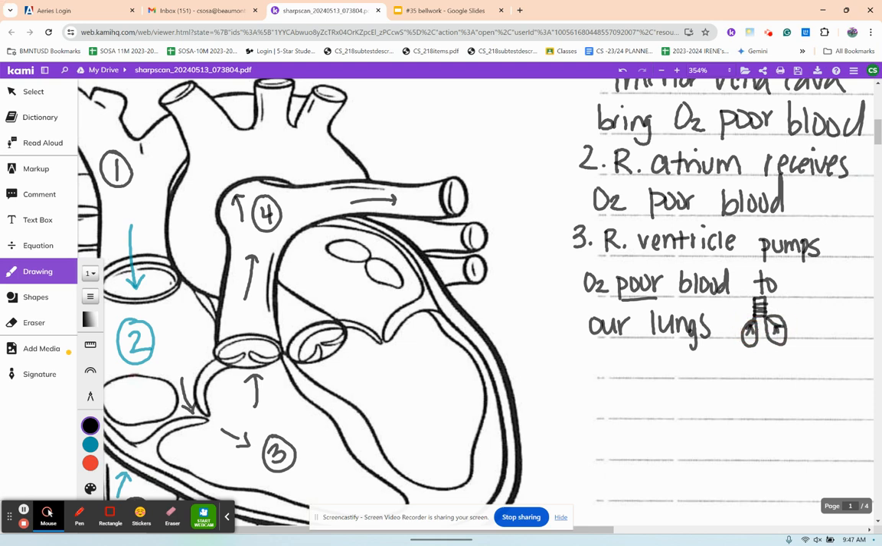All right, so now our lungs are going to receive that oxygen-poor blood, and with diffusion, they are going to oxygenate our blood, okay? So now that our blood is oxygenated in our lungs, it's going to return to the heart. Oh, wait, hold on. Number 4, I'm going to label number 4, which is our pulmonary.